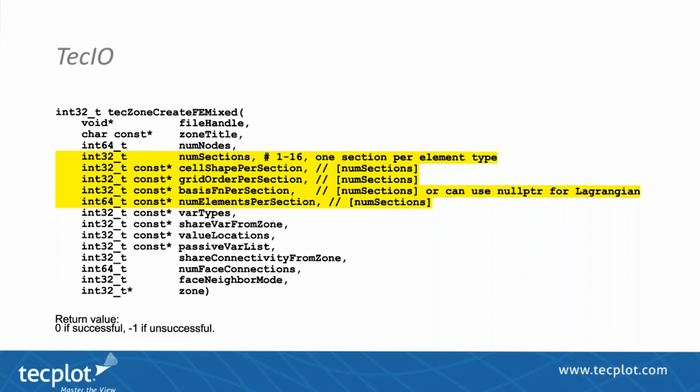Actually, it's not really new. You've always had to specify the number of elements, but this is per section. So for each section you specify, you have to more or less obviously specify how many elements are in that section. And as always, the return value is 0 for this call if it was successful, and -1 if there was some failure, in which case an error message will be printed to the console.